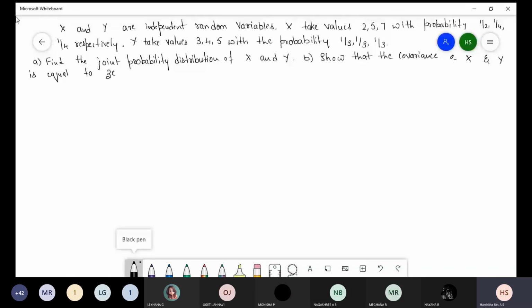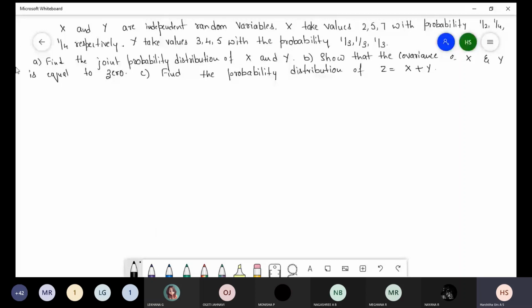Next, find the probability distribution of z is equal to x plus y. Now, they have given the values of the marginal distribution of x and also y. We have to frame the table.